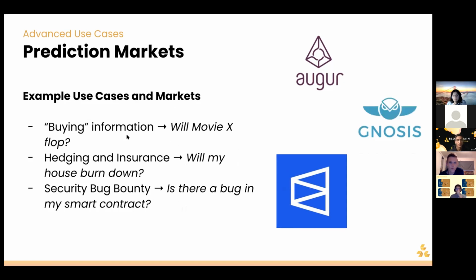So in a way you're buying information here. Like, will movie X flop? Will my house burn down? Is there a bug in my smart contract? So this is where you start to get really sketchy with prediction markets.